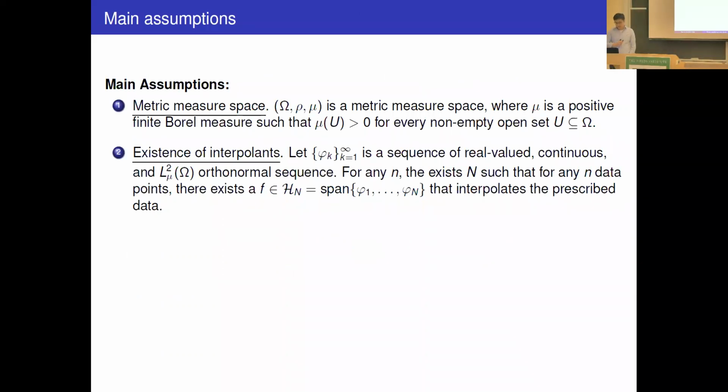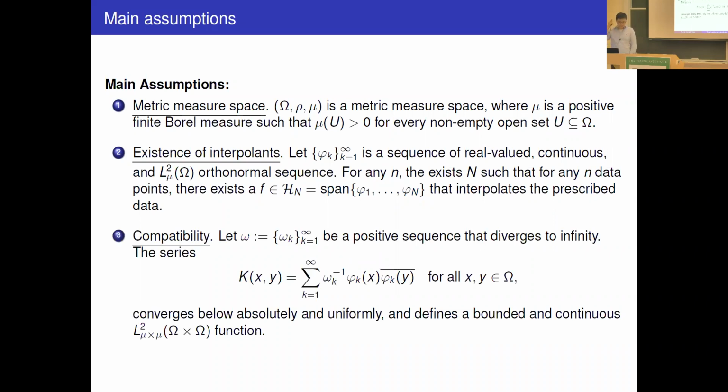Okay, I want to keep this talk at a high level, so I don't want to go through these details too carefully, but there exist some abstract conditions that will make everything go through. But they're quite general. For the first one, we just need a metric measure space. For the second one, the existence of the interpolants is necessary to even pose this problem correctly. And then the third is some compatibility assumption, which relates the omega with the phis.